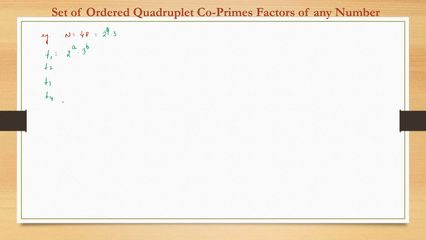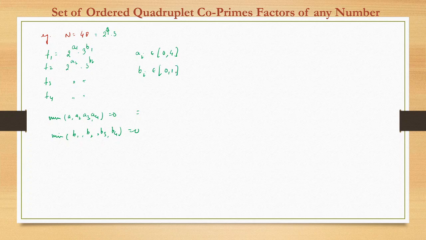So the minimum it has to be, right? If it is a1, a2, a3, a4, the minimum of a1, a2, a3, a4 has to be 0, and similarly the minimum of b1, b2, b3 and b4 is 0, where the next terms are 2 raised to power a2 into 3 raised to power b2, and so on. So here how many ways can it be? Each a_i takes a value from 0 to 4 and each b_i takes a value from 0 to 1, right?